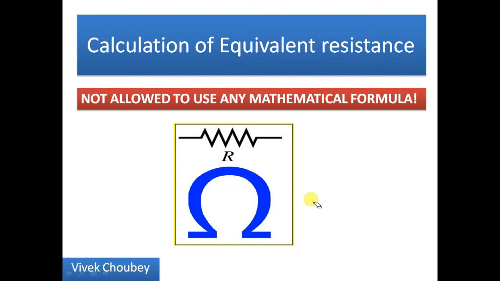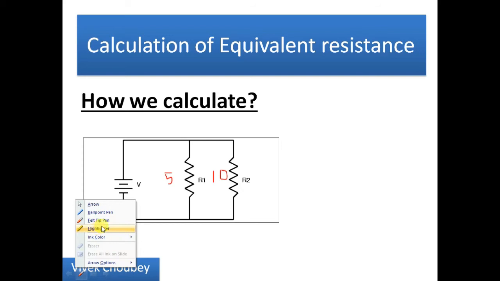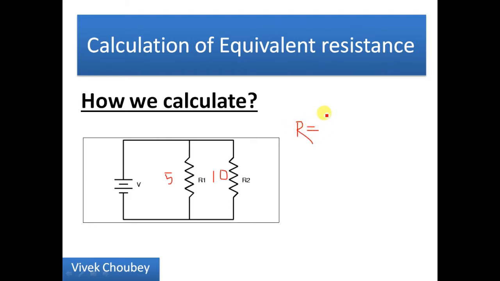So here you can see on the screen there are two resistors, 5 ohm and 10 ohm, and they are connected in parallel. And how do we calculate it generally? R equals the multiplication of both resistances upon the sum of both. This is how we do it. The result is not that important. So this is the general formula we use.